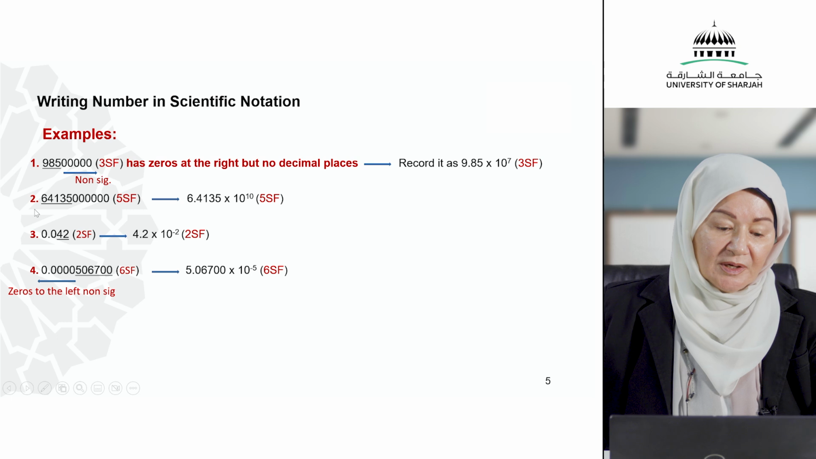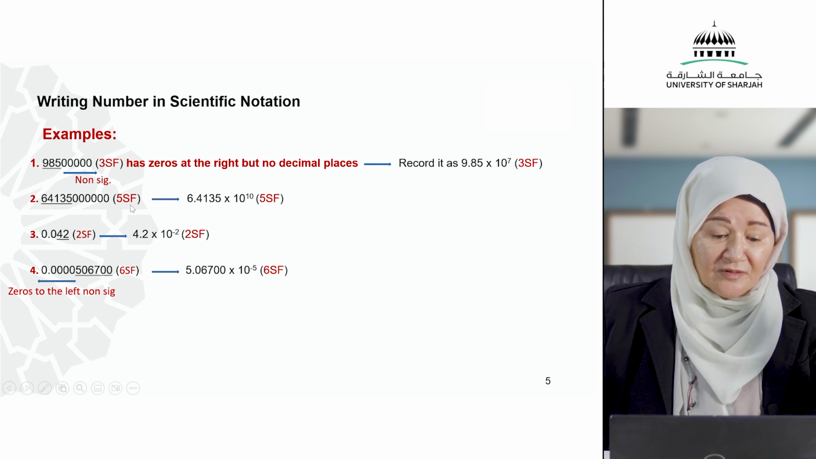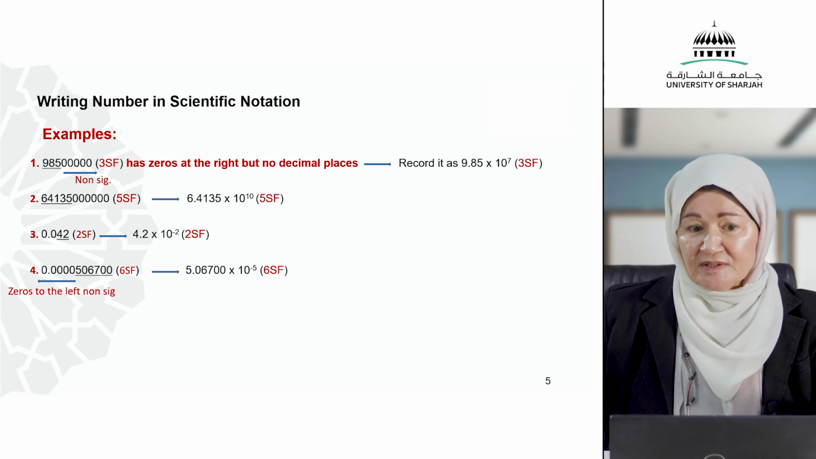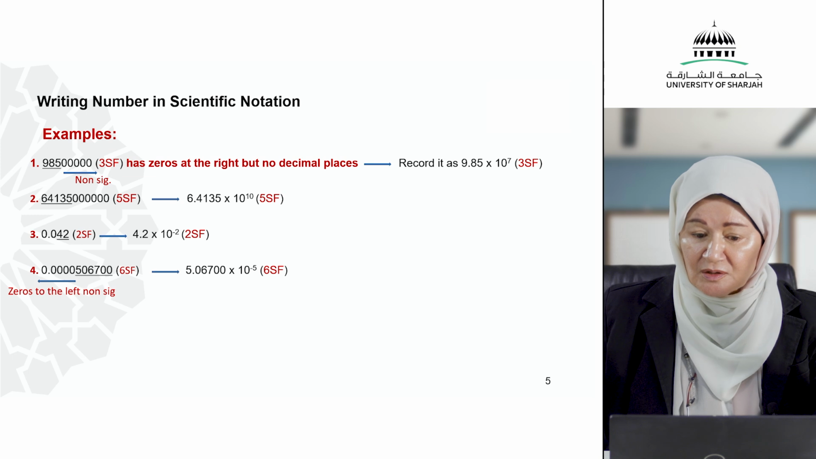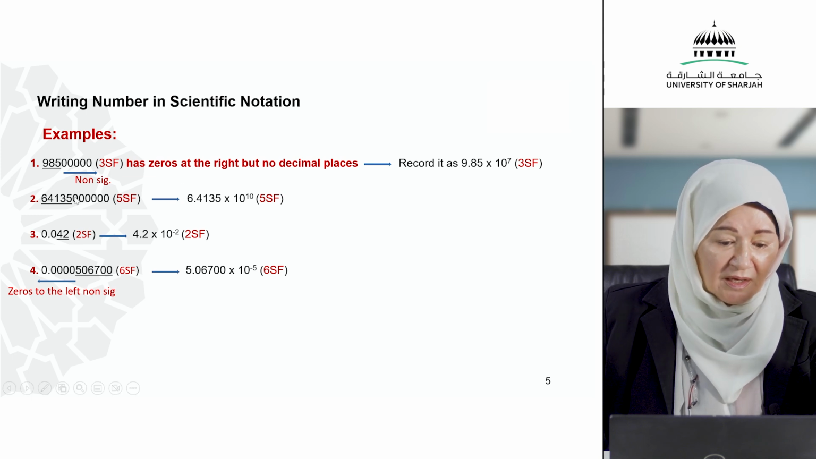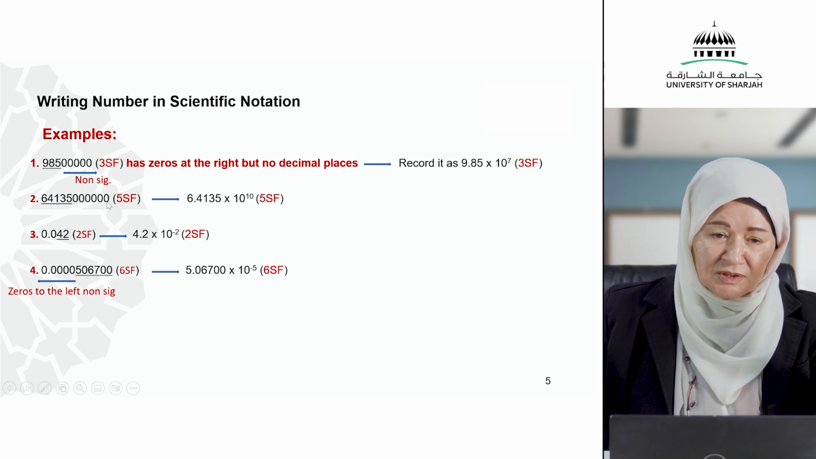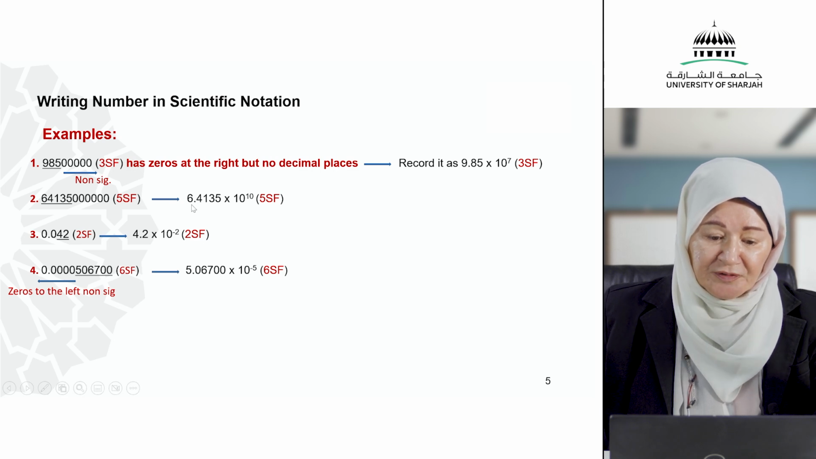I have example number 2. How many significant figures do I have here? By the way, I should have the same number of significant figures before and after. This is what I have to be sure of. Here in example 2, I have 5 significant figures: 1, 2, 3, 4, 5. Whereas these zeros are not considered significant because I don't have decimals. I have to have my coefficient less than 10, so 6.4135 times 10 to the 10, 5 significant figures.